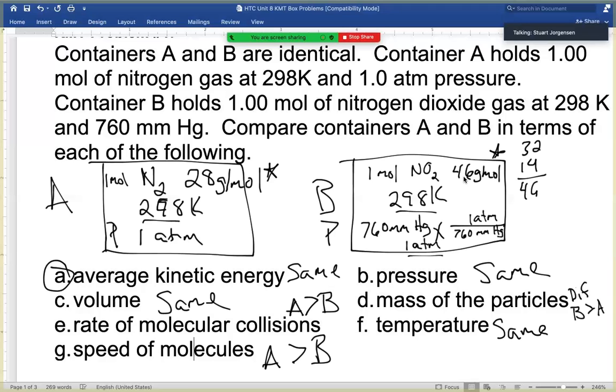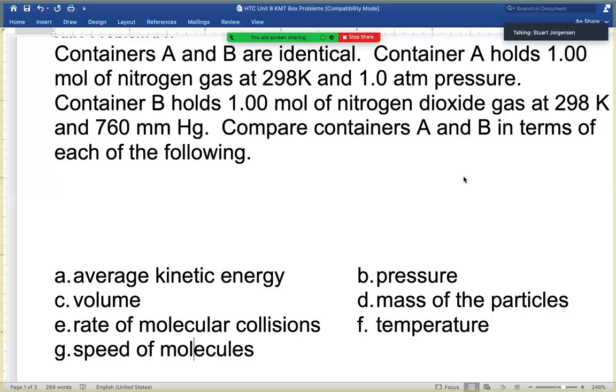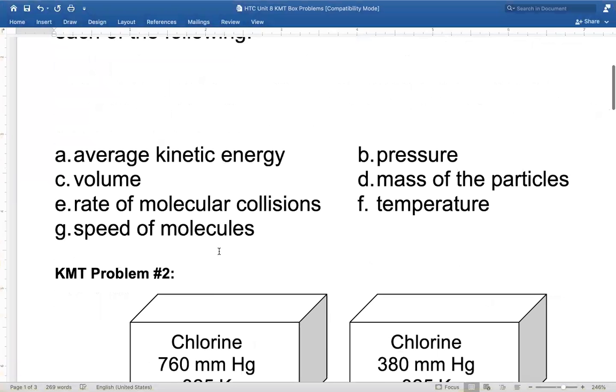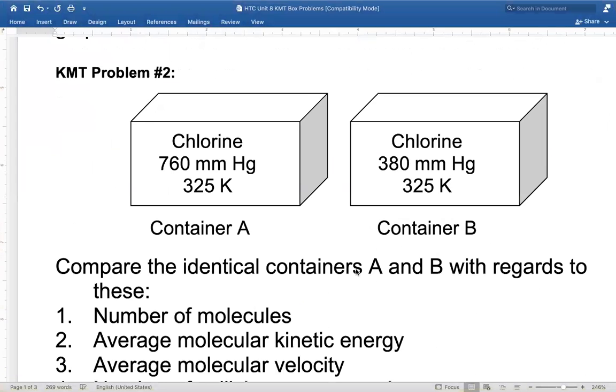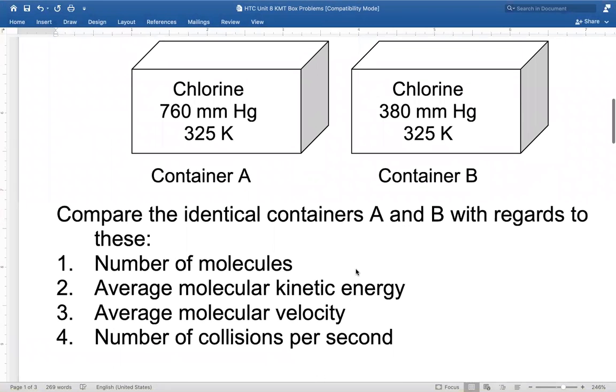Let's try another one. Let's make sure we're doing okay. And we've got some good examples to be looking at. Our second one here. So we got chlorine.